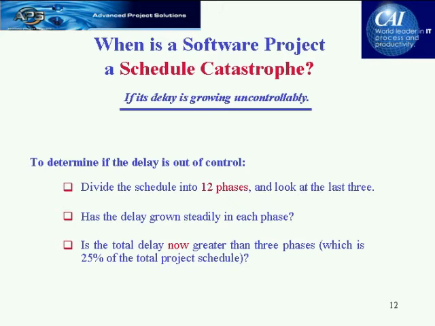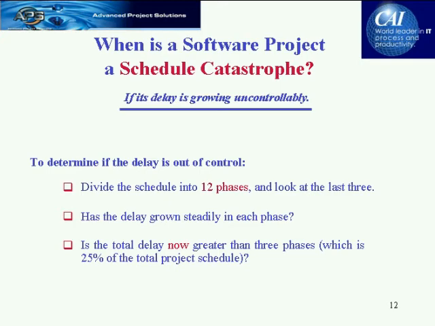So how do we determine if the delay is really out of control? Here's one method of doing it. We divide the schedule into 12 phases, and we look at the last 3 phases. Now, if we're looking at a 1-year project, this is, of course, very simple. Then we just divide it up into 12 months. But, of course, not all projects fit snugly into 1 year. Some are shorter, some are longer. But look at 12 equal schedule parts of your project, and ask, has the delay grown steadily in each phase?